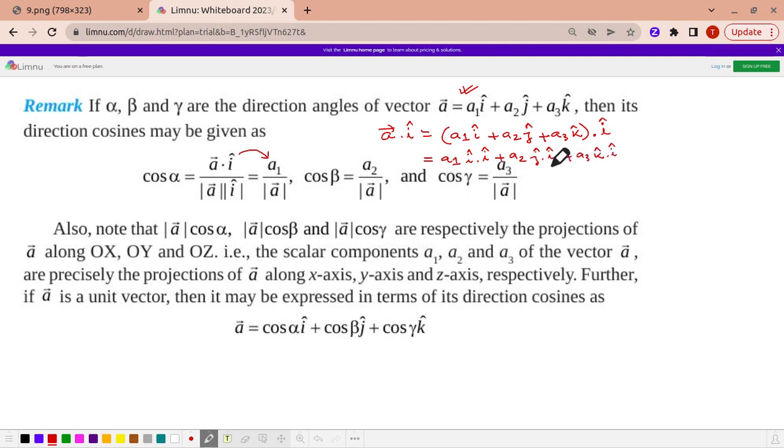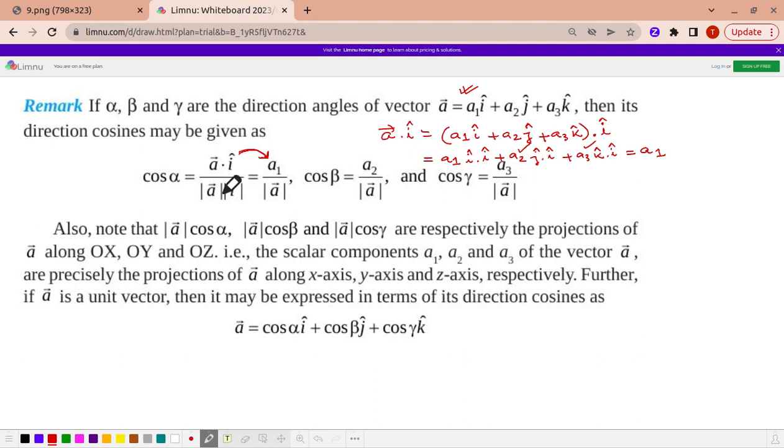So j cap dot i cap is equal to 0, because both j cap and i cap are mutually perpendicular vectors. We know when two vectors are mutually perpendicular, their dot product is equal to 0. So this is equal to 0. In the same logic, k cap dot i cap is equal to 0. So we are left with A1 i cap dot i cap. i cap dot i cap equal to 1, we have earlier looked into it in observations of dot product. So you get only A1. So that's why it is A1.